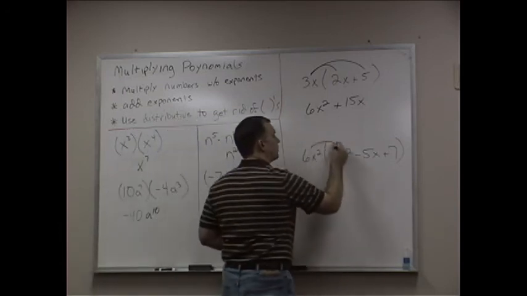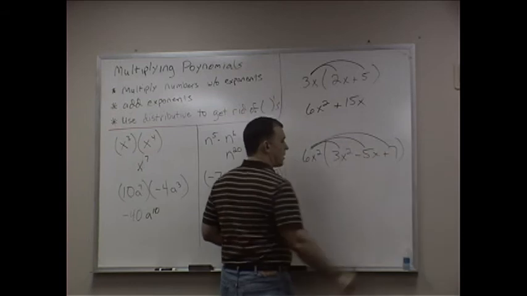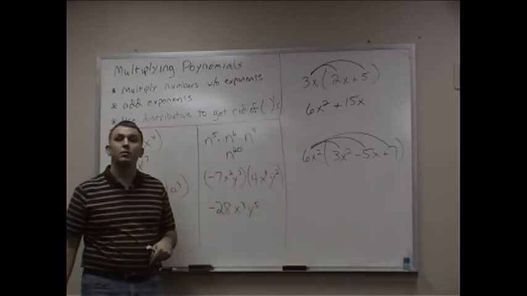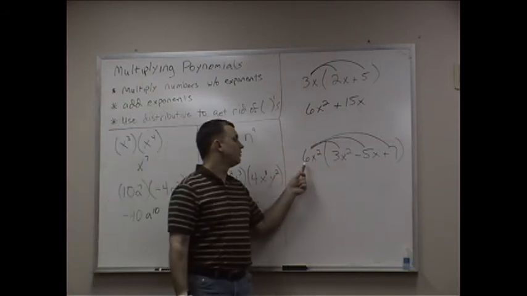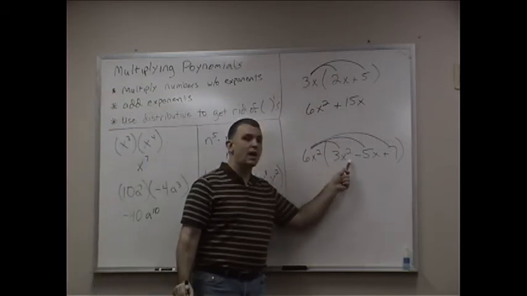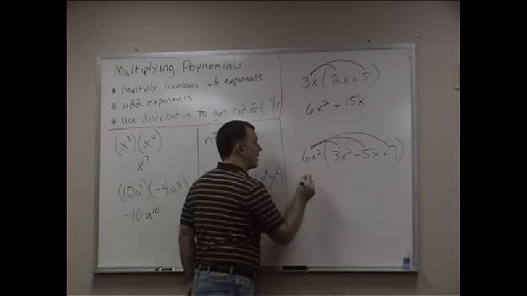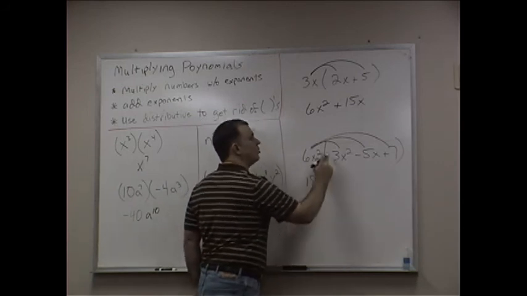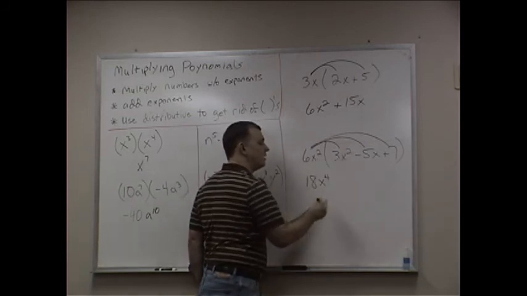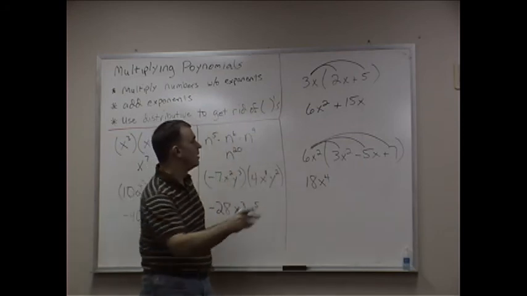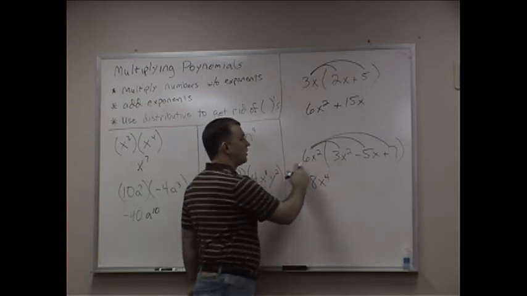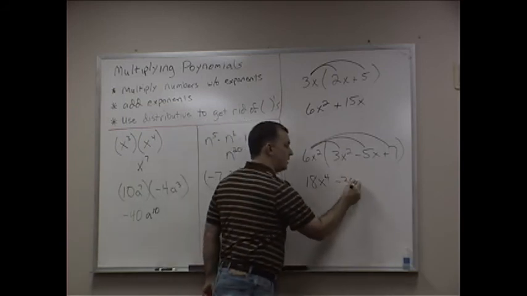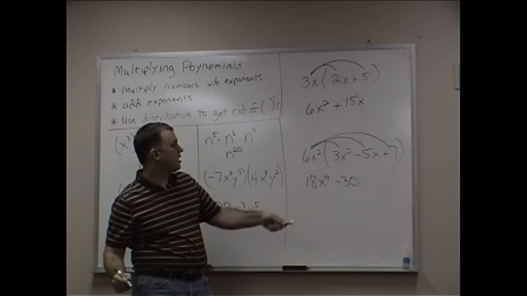Okay, last one. Got to use the distributive property. I got to multiply that 6x to the second by 3 different terms. 6x to the second times 3x to the second. 6 times 3 is 18. 2 plus 2 is 4, so it's 18x to the fourth. 6x to the second times negative 5x. 6 times negative 5, that's negative 30. So I'll write minus 30.